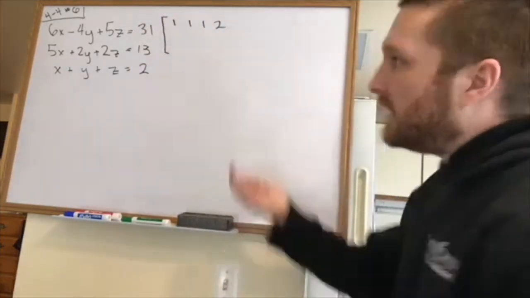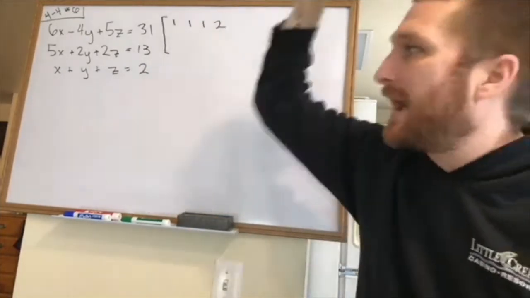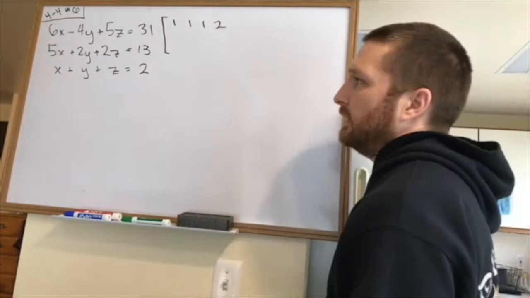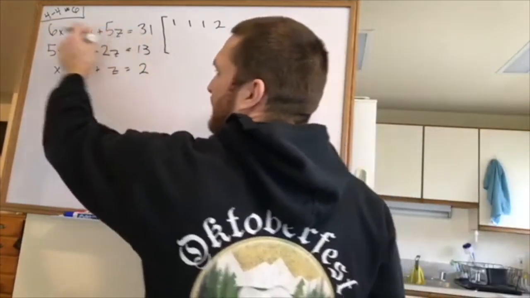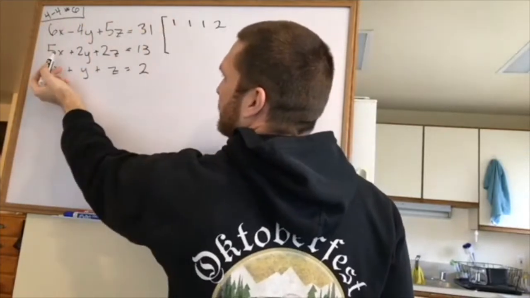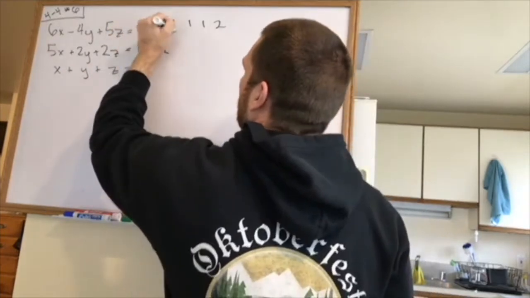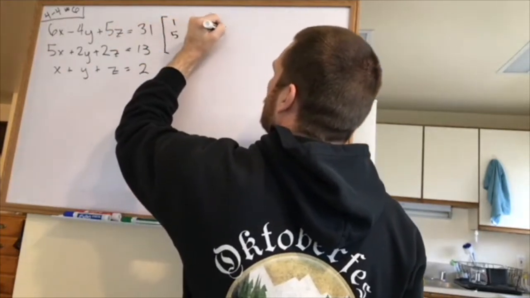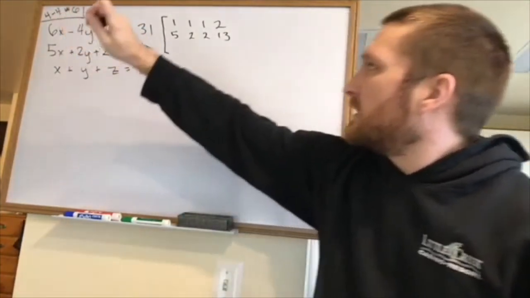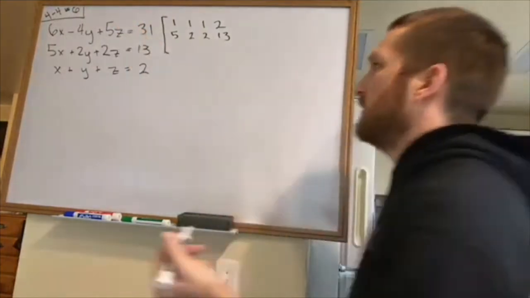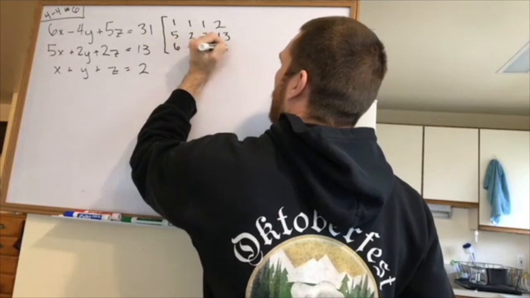The next row, again, I could take either one. And when I did this earlier, I just wrote them backwards for no reason. It won't make much of a difference. But I just went ahead and said, okay, we'll make this one the second row. So we have a 5, 2, 2, 13. And then the last one will be 6, minus 4, 5, 30.